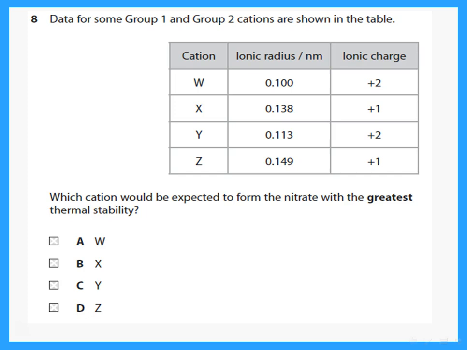Data for some group 1 and group 2 cations are shown. Which cation would be expected to form the nitrate with the greatest thermal stability? Do you remember what we said about thermal stability of nitrates, carbonates, sulfates, and so on? We said nitrate is a big atomic group. If it is with another big cation, then they will be very stable and they will not be easily broken. So the one with the greatest thermal stability would be the one that has the biggest ionic radius, that would be Z.